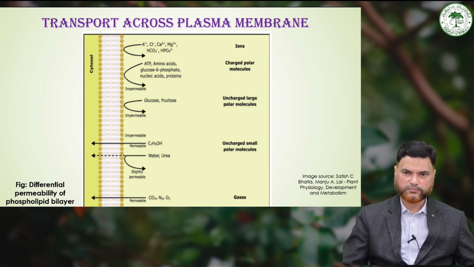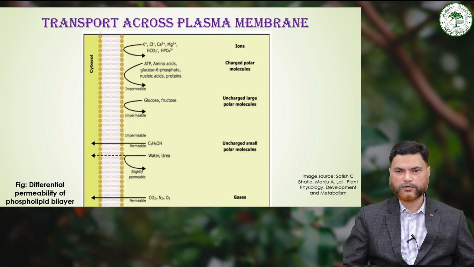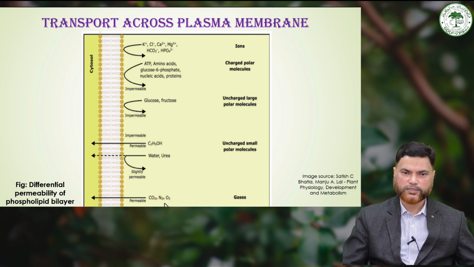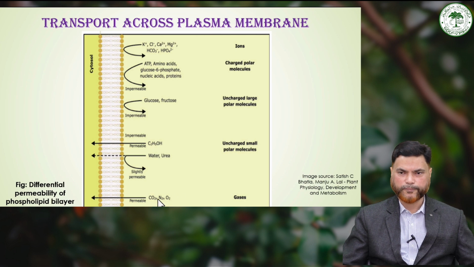So generally, in most biological membranes, it is difficult to pass through the protein-free lipid bilayer. If I talk about non-polar molecules like oxygen and carbon dioxide, they can easily dissolve in the lipid bilayer and then diffuse across the plasma membrane. So this arrow shows they can easily diffuse across the plasma membrane.